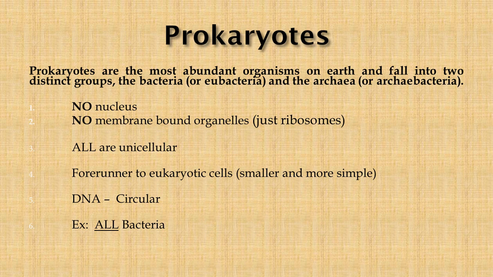Prokaryotes. Prokaryotes are the most abundant organisms on earth and fall into two distinct groups, the bacteria or the eubacteria and the archaea or the archaebacteria. Some of the main characteristics of prokaryotic cells are they have no nucleus, they have no membrane bound organelles, just ribosomes. All are unicellular. They are forerunners to eukaryotic cells. They are smaller and much simpler. The DNA is circular, and the best example we can provide of prokaryotes is the bacteria.